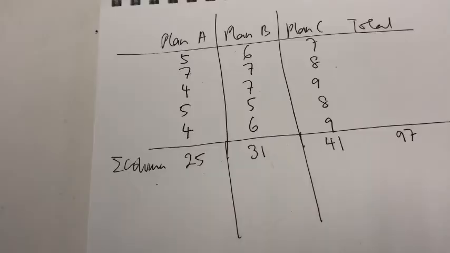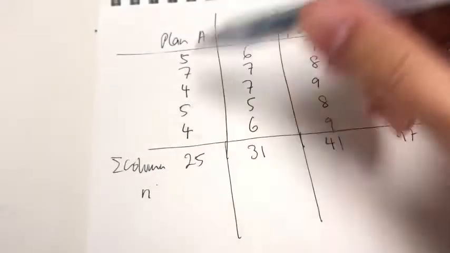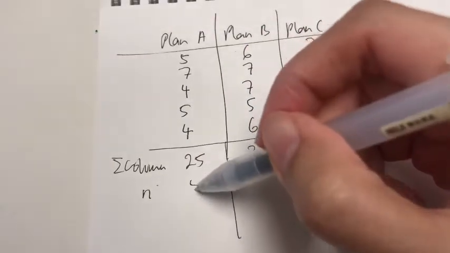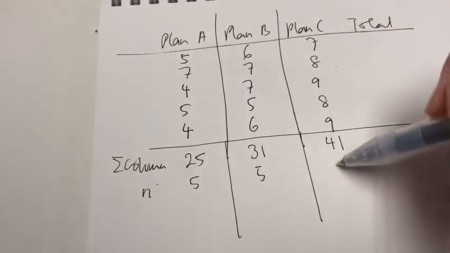Now the next step is to count how many items are in each plan. So n: here we have 5, here's also 5, and here's 5.